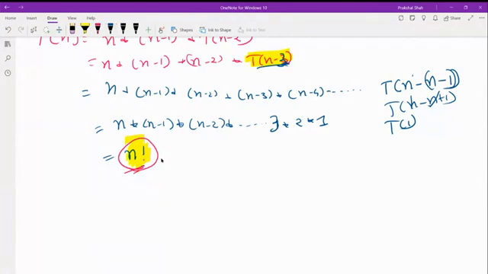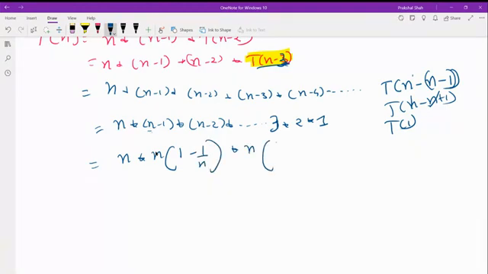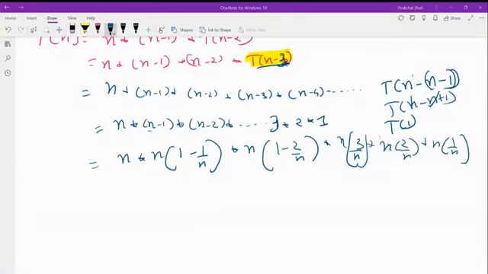Let's say how. You will take n common out of this, everyone. So you need to take n as a common thing. So it will be n into, let's say I take common n from here, 1 minus 1 by n. If I take common n from here, it will be 1 minus 2 by n, up to 3 to 1, right? Or else if I take n common from here also, it will be n into 3 by n, n into 2 by n, n into 1 by n. Yes or no? This will be my answer, right?